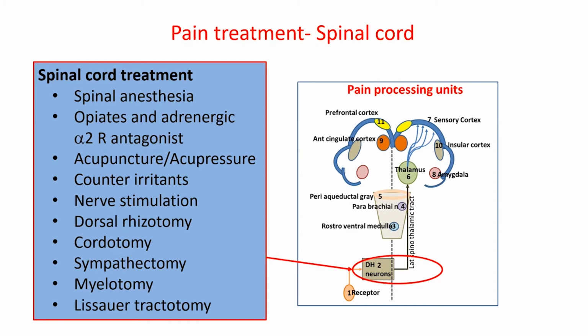The myelotomy, that means a midline sectioning, so that the crossing of the fibers is severed. So that means you have to select the segment of the myelotomy. Then Lissauer tractotomy, that means above the level of the lesion or at the level of the lesion, you cut the Lissauer tract so that the pain is relieved. So these are some of the strategies for the spinal cord.